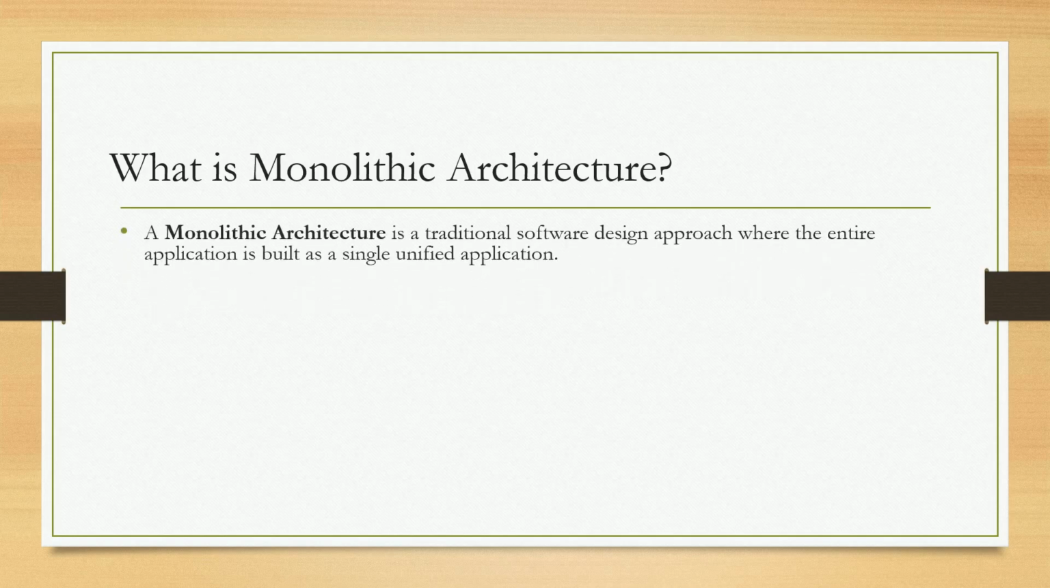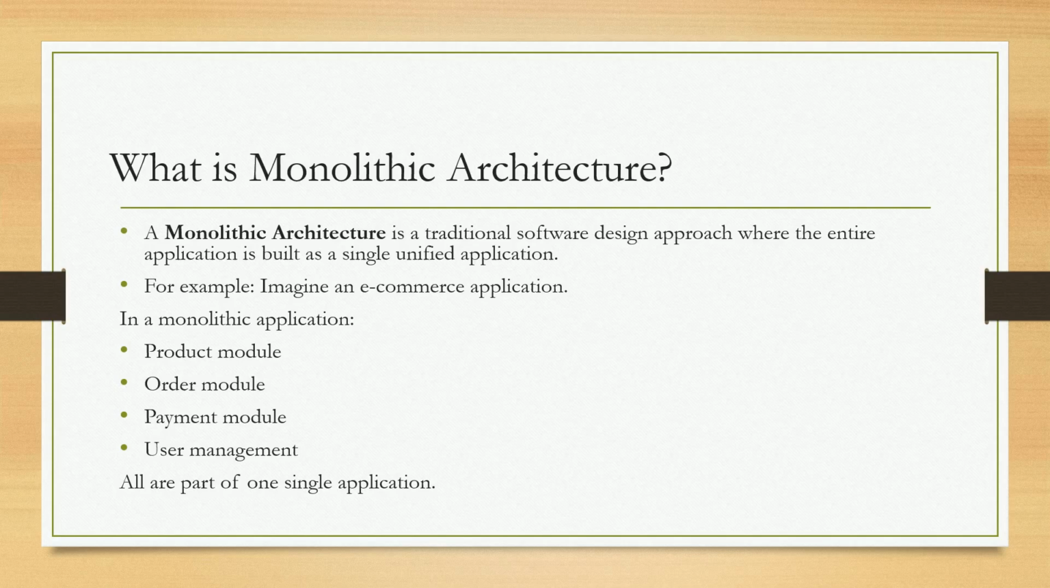A monolithic architecture is a traditional software design approach where the entire application is built as a single unified application. This means UI, business logic, database access, authentication, and APIs, everything exists inside one code base and is deployed together. For example, imagine an e-commerce application where in a monolithic application, the product module, order module, payment module, and user management are all part of the single application. And if you want to update even a small feature, you usually redeploy the entire application.